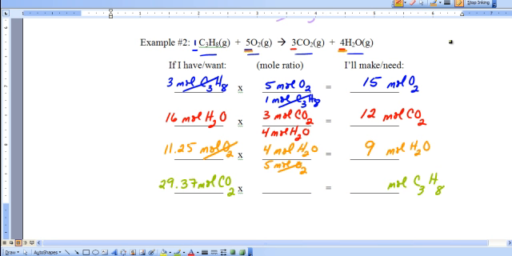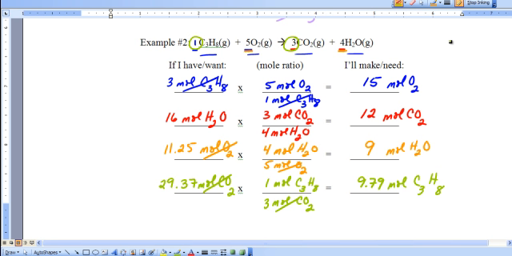And finally, we're going from carbon dioxide back to propane. So we're right here with the CO2. We're going back to the propane, so it's going to be a 1 to 3 ratio. 1 mole of propane, C3H8, is needed to produce 3 moles of CO2. The moles of CO2 divide out top and bottom. 29.37 times 1 divided by 3 is going to be 9.79 moles of propane.